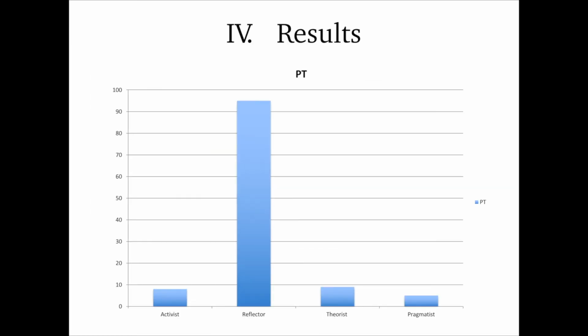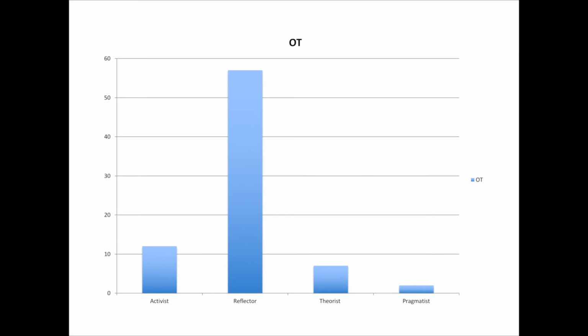Under the physical therapy program, the students showed that 8 were activists, 95 were reflectors, 9 were theorists, and 5 were pragmatists. In the occupational therapy program, 12 students were activists, 57 were reflectors, 7 were theorists, and 2 were pragmatists. In the sports science, 7 were activists, 22 were reflectors, 2 were theorists, and 3 were pragmatists.